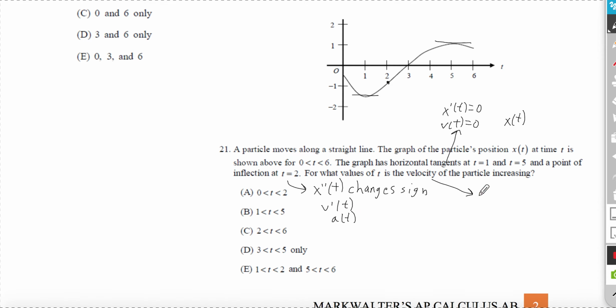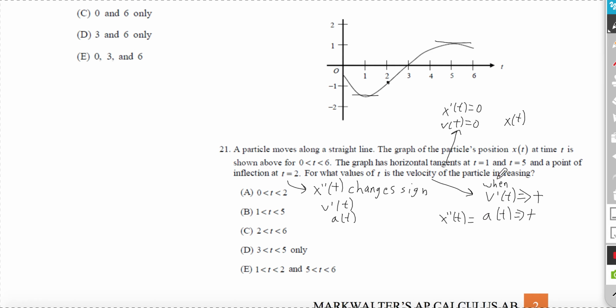When is the velocity of the particle increasing? Well, how do I know when a function's increasing? I know velocity is increasing when v prime of t is positive. What's v prime of t? V prime of t is a of t, so when a of t is positive. Well, how do I know a of t from this graph? A of t is the second derivative of this graph. So I'm going to be looking for where a of t is positive, in other words, where the second derivative of this graph is positive.